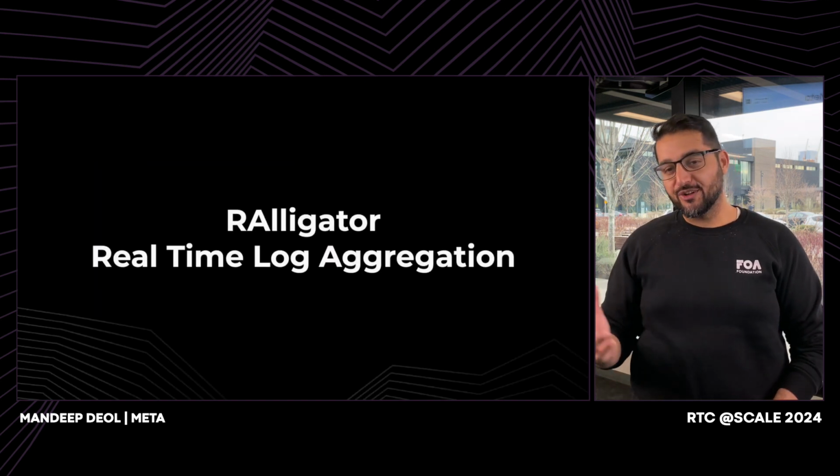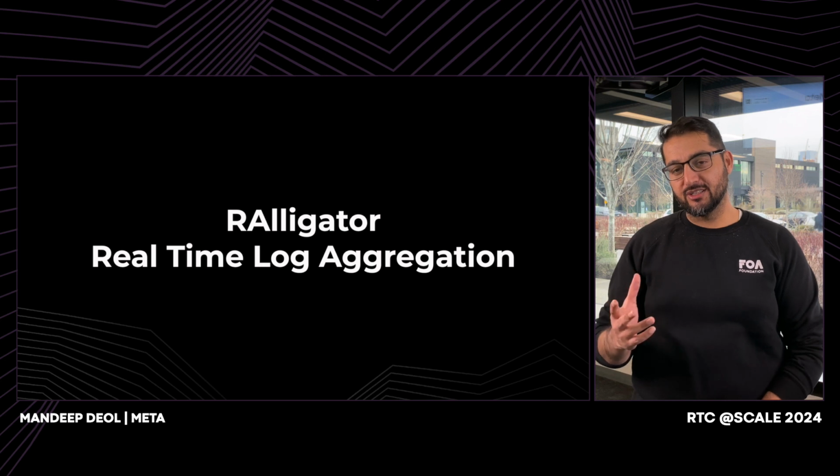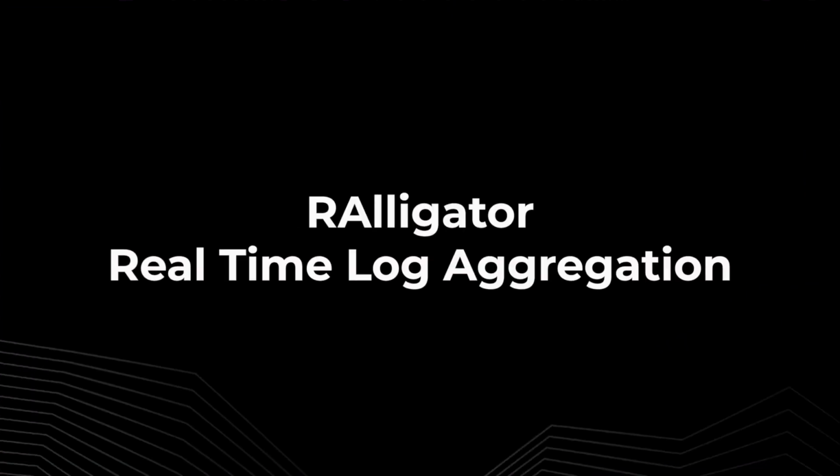The first thing we noticed was that the key issue here in both of these domains was the segregation of logs. This is an inherent problem in this space. It's the nature of RTC systems. They're distributed. So what we decided to do is build a system called RAlligator, short for real-time log aggregation, to resolve these issues. Let's take a look at how RAlligator works and where it fits in.